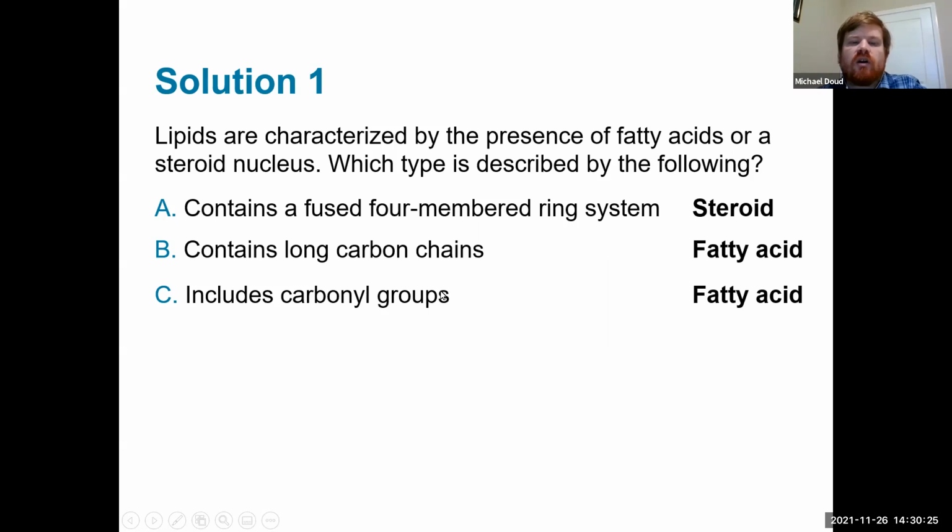The long carbon chains and carbonyl groups, those are both fatty acids, right? The carbonyl group is the ester when it's bonded, or a carboxylic acid in the case of the free fatty acid.